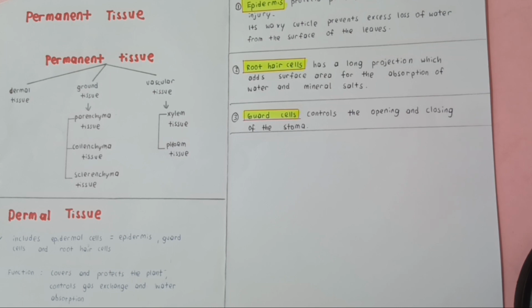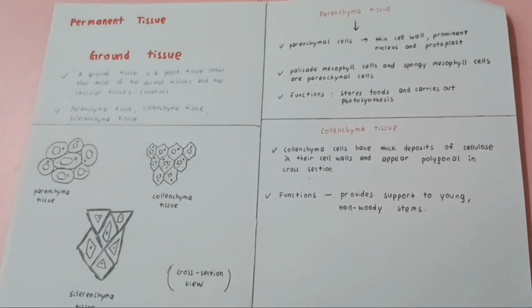Next, the root hair cell. The root hair cell has a long projection extending from the cell, and this structure adds surface area for maximum absorption of water and mineral salt. The third cell that can be found in dermal tissue is the guard cell. The guard cell will control the opening and closing of the stoma.